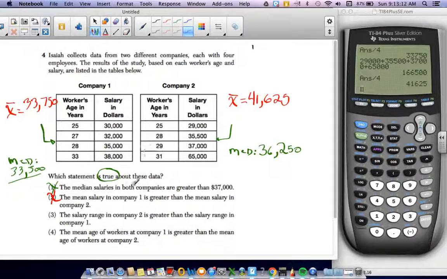Okay, the next one's going to be easy to find. Range. Range is your difference between the smallest and the largest value. So in company 1, our range is going to be 8,000. That's 38,000 minus 30,000. In company 2, we're going to have 65,000 minus 29,000. Okay, that's going to bring us to 36,000.